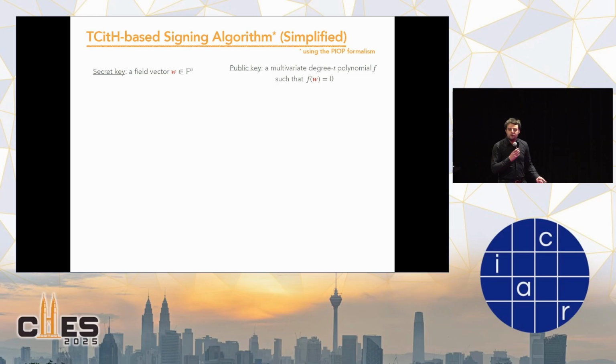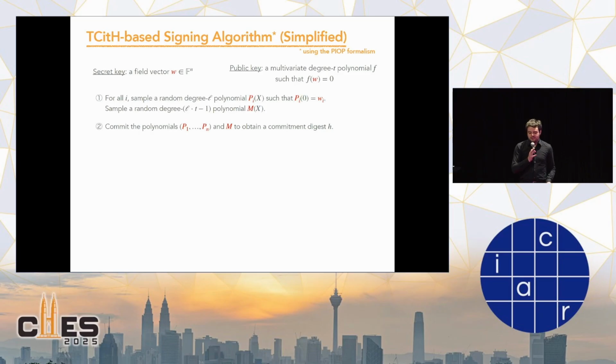To start on how we can tweak the framework, I will first present the framework, the TC in Z framework. In such signature schemes, the secret is usually some field vector, W, and the public key is, if I simplify a bit, a multivariate polynomial which vanishes in W.